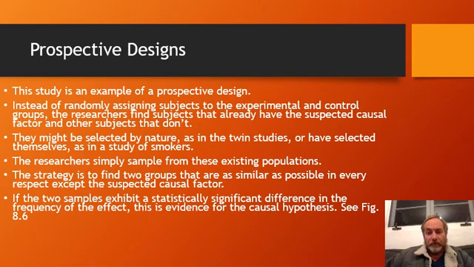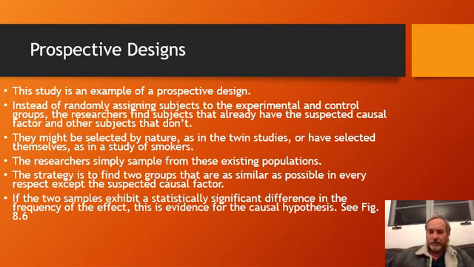So the strategy, it's a little less random. You want to try to find two groups that are as similar as possible in every way, except for the suspected cause. And then the idea is, if the two samples exhibit a statistically significant difference in the frequency of the effect, this will be evidence for the causal hypothesis.